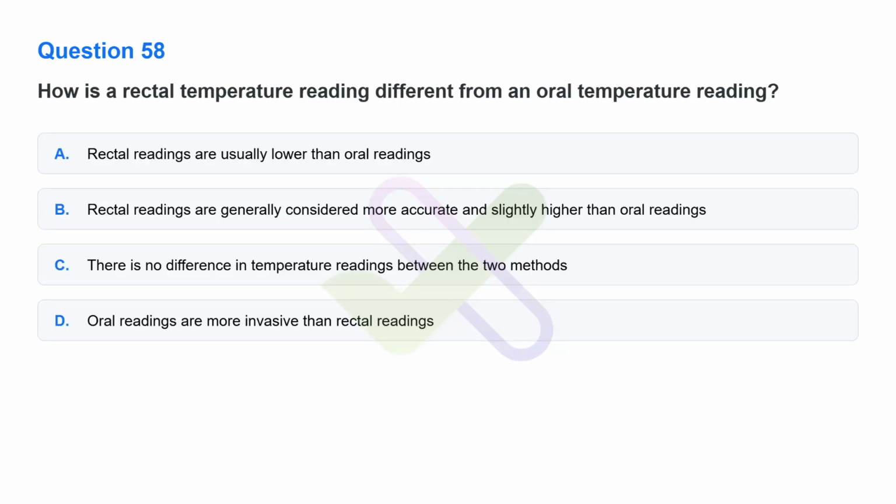How is a rectal temperature reading different from an oral temperature reading? A. Rectal readings are usually lower than oral readings. B. Rectal readings are generally considered more accurate and slightly higher than oral readings. C. There is no difference in temperature readings between the two methods. D. Oral readings are more invasive than rectal readings.